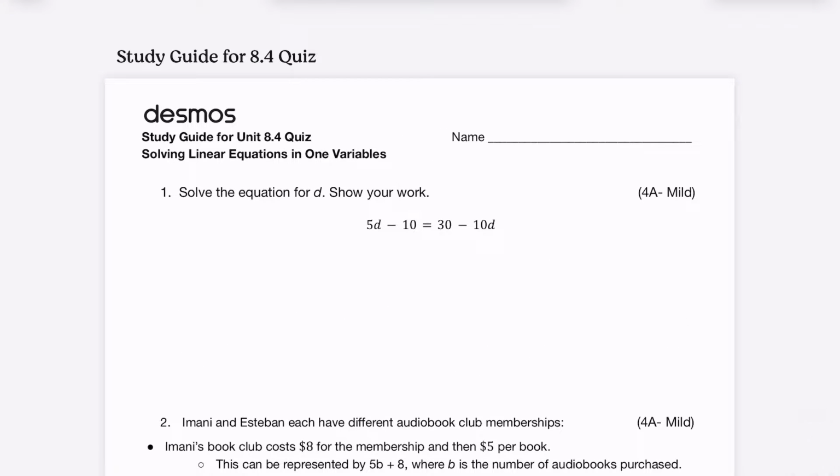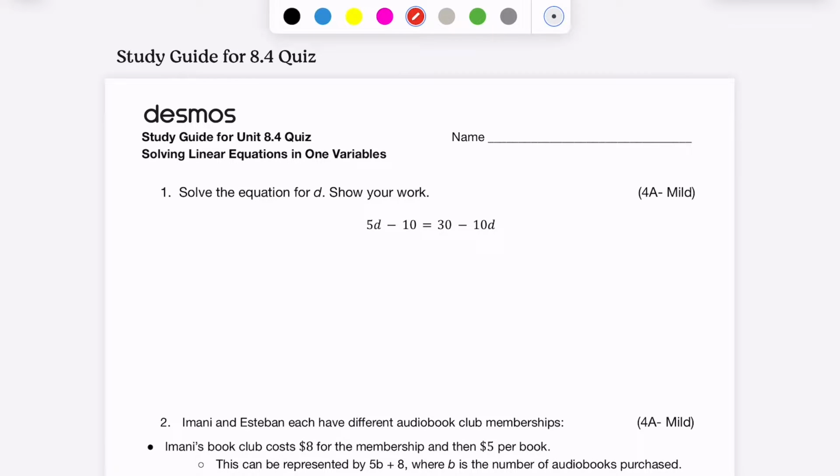Question 1, solve the equation for d, show your work. So here we notice we have variables on both sides of the equation. We also have numbers on both sides of the equation, constants. And we want to try to get rid of stuff so that we get more simple, right? We want to just have variables on one side of the equal sign, and we want to just have constants, normal numbers, on the other.